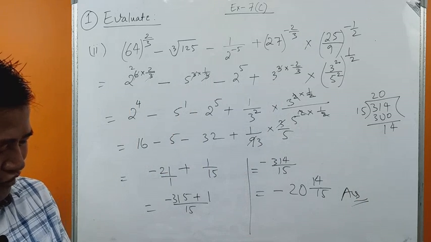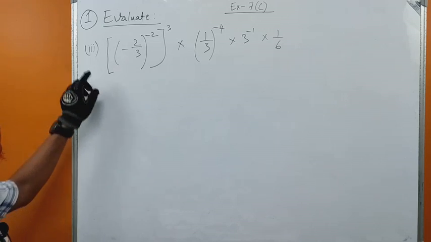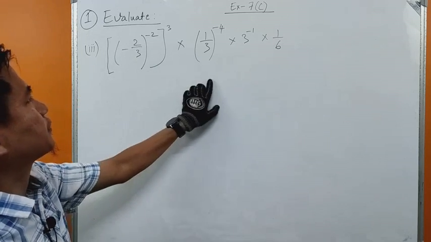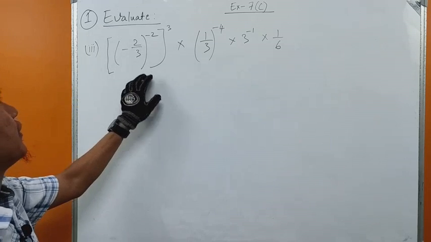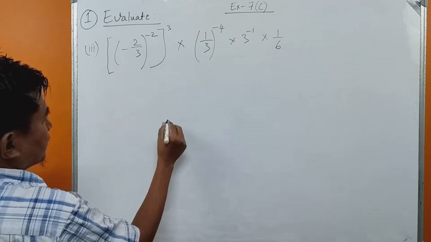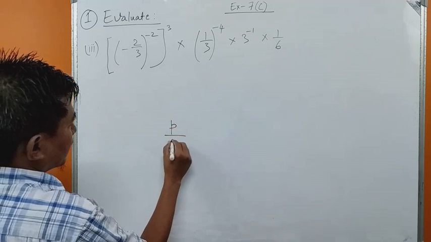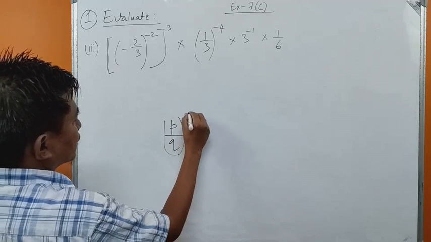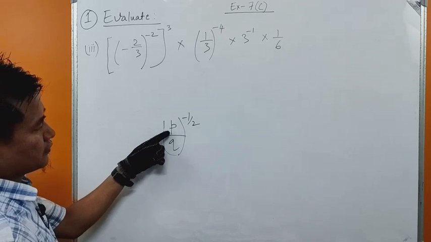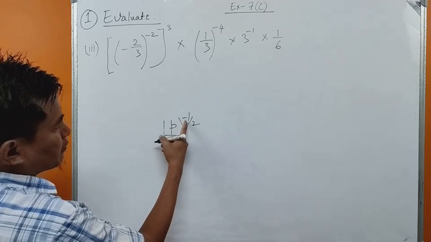Now let us do the next question. Now let us do question number 3 of 1. Okay. So we are asked to find the value of this expression. Evaluate means we are asked to find the value of this expression, isn't it? So (P by Q) to the power minus 1 by 2. Suppose this is the fractional number given to us and the power is negative.